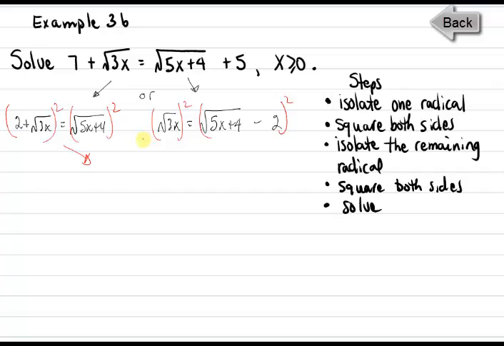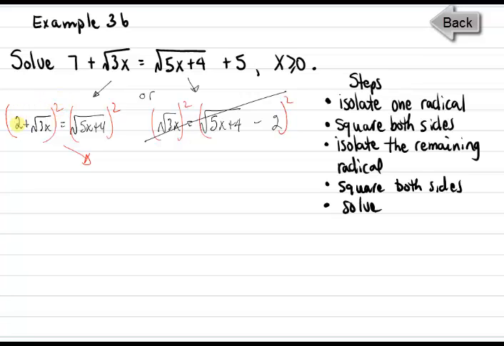Okay, so we won't do this one. I'll just cross that out. We're going to work on this one. Okay, so we've got 2 plus the square root of 3x, which we are going to square. All right, and I'm going to use our shortcut for squaring a binomial, so follow along carefully.